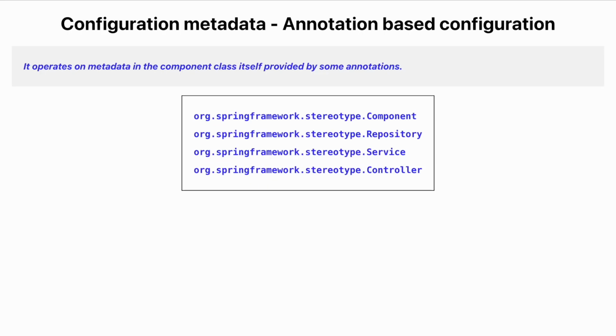Annotation based configuration. It operates on metadata in the component class itself provided by some annotations. Thus, bean definitions are extracted from class annotations. Component annotation on a class indicates that it is a bean. Spring provides three more annotations: repository, service, and controller, which are specializations of component annotation for more specific use cases in persistence, service, and presentation layers respectively.